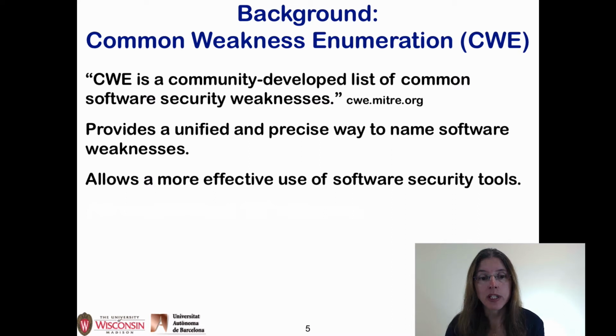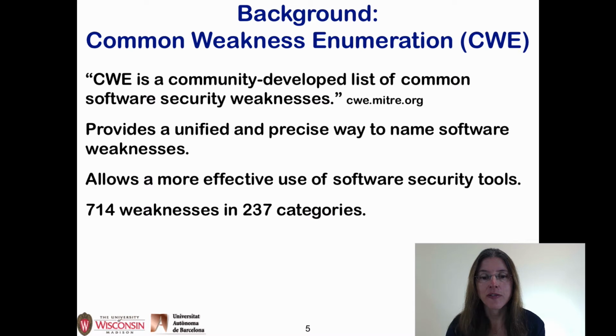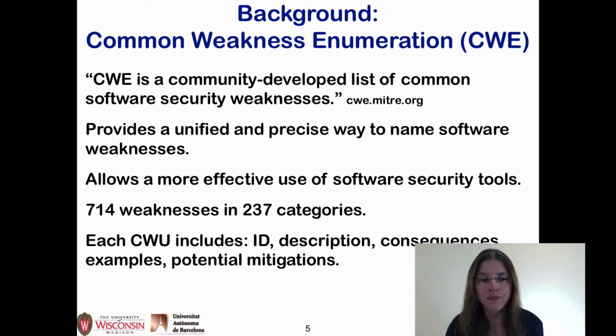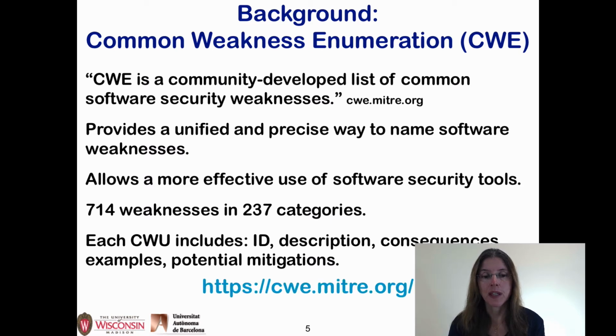As of CWE version 3.0, there are 714 different weaknesses divided into 237 different categories. The information for each CWE includes the numeric weakness ID, a description of the problem, potential consequences of the weakness, examples, and potential mitigations. The CWE framework was developed and is maintained by MITRE.